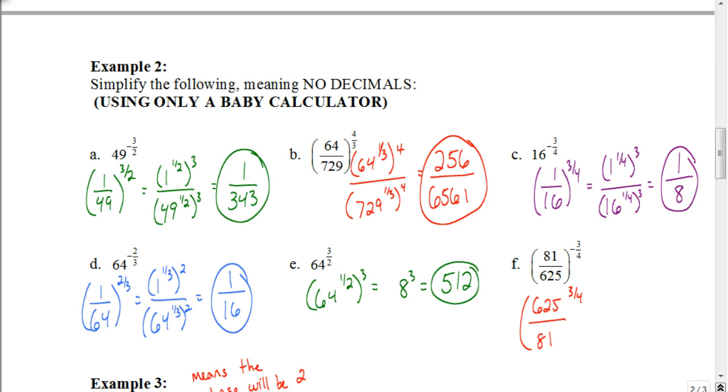And lastly, we end up getting for this one, this is a negative exponent. So we take the reciprocal of the base to make that exponent positive. The reciprocal would be 625 over 81. For the numerator and the denominator, we're going to break that exponent up into the root, then the power. So we take the fourth root of 625, which is 5, and 5 cubed is 125. In the denominator, take the fourth root of 81, which is 3. 3 cubed is 27.